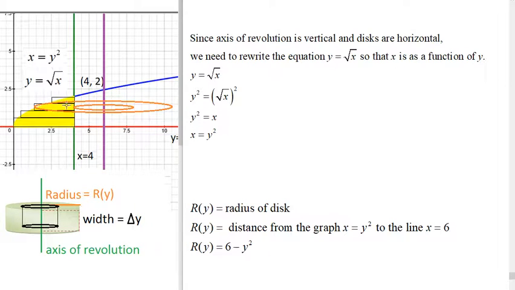And since we have horizontal rectangles, we need to rewrite the equation y equal to the square root of x so that x is a function of y. We need to do that so that we can set up the integral in terms of y and find the volume of the solid. And so first we need to figure out the outer radius and the inner radius. The outer radius will run from the graph to the axis of revolution. The inner radius will go from the line x equal to 4 to the line x equal to 6.